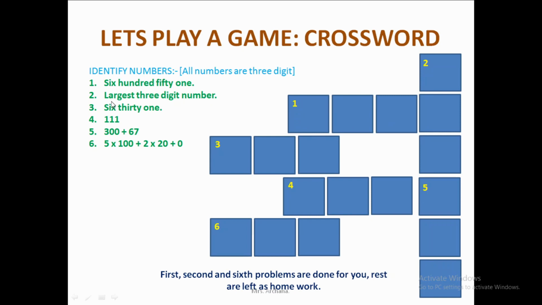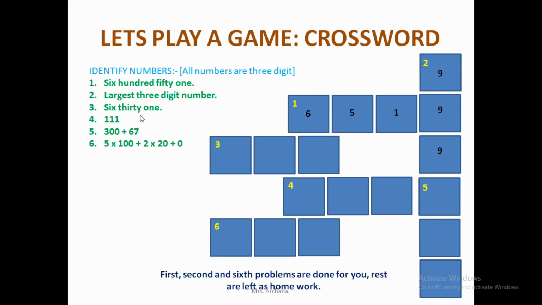Let's see one example. See, 651 is the first clue and we got 651 in one number. Second is largest 3-digit number. Which is the largest 3-digit number? Largest 3-digit number is 999. Where we are going to write that? In this 2's place. See, 999.